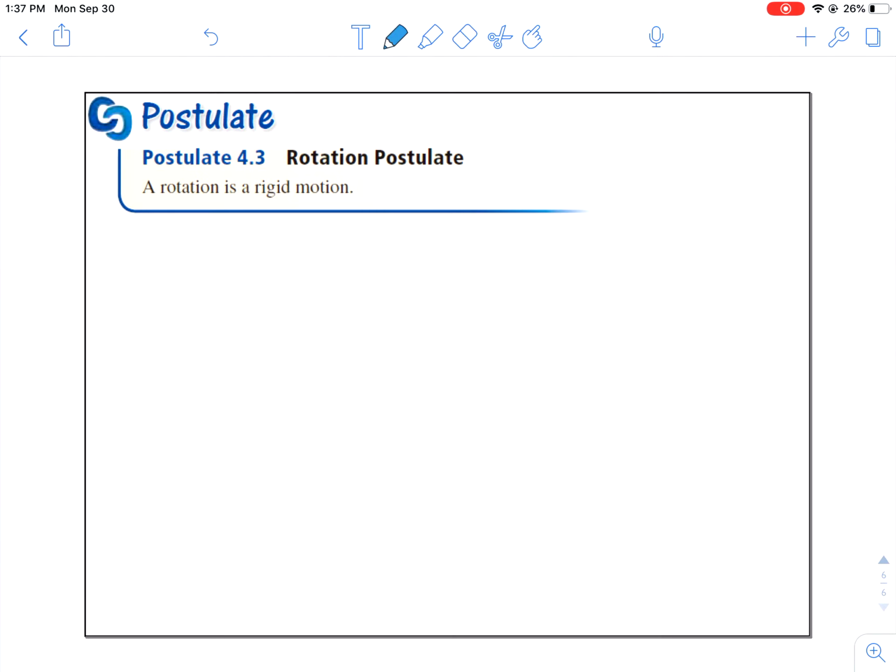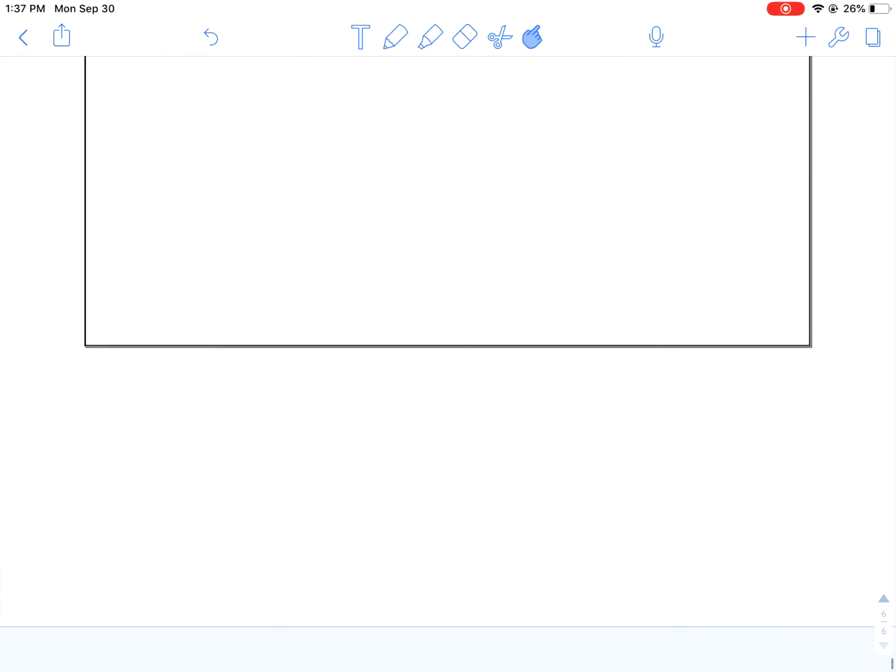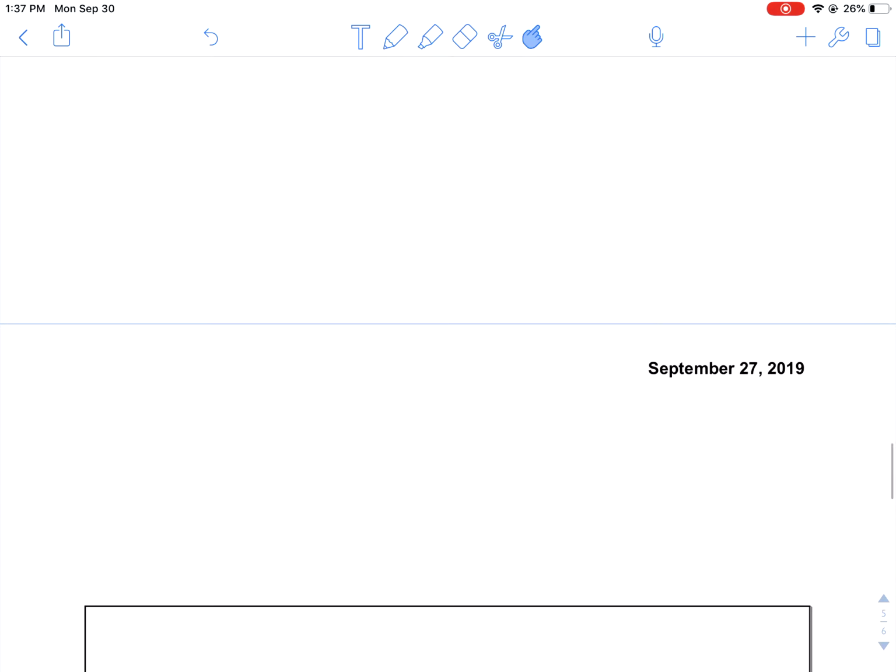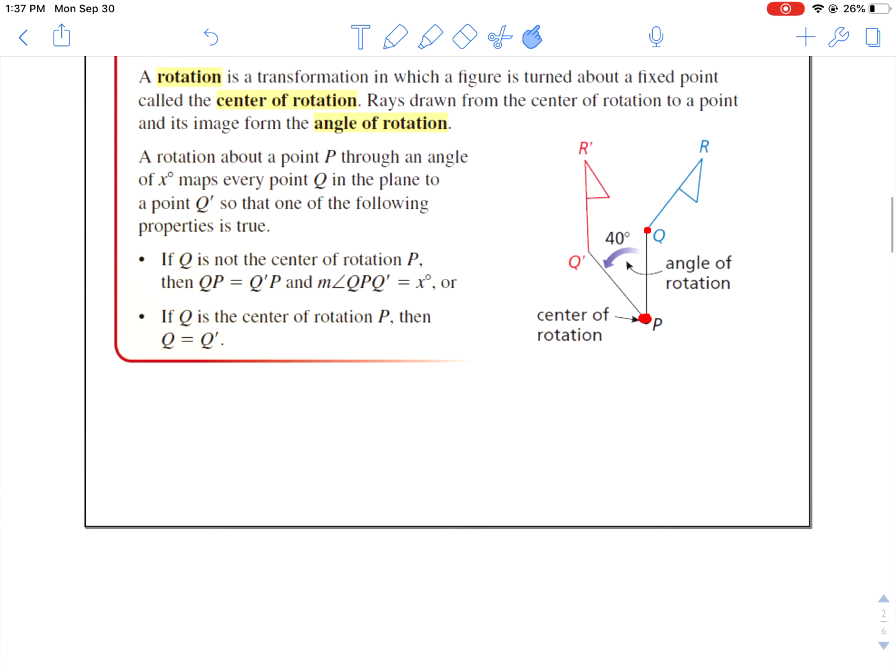And then rotations are also rigid, so they make congruent figures when they rotate. And that was it. We had a worksheet to do on this section. So if you need anything, please holler.